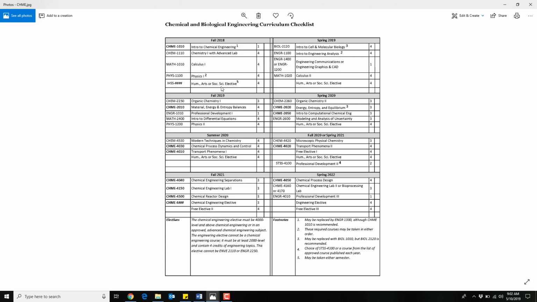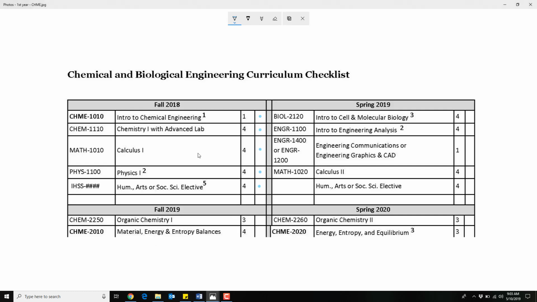Then, lastly, here you have Humanities, Arts, or Social Science elective. This may also be taken either semester during fall or spring at RPI, and you'll see here the prefix IHSS. This stands for Interdisciplinary HASS. This interdisciplinary course gives you a good feel for the different disciplines here at RPI with regard to humanities or social science. But let's go back to our 1-year plan here.